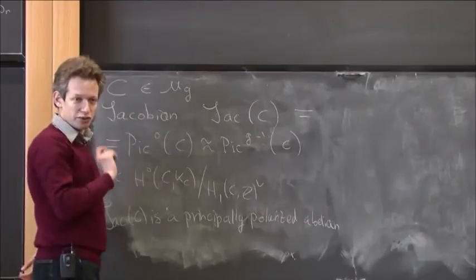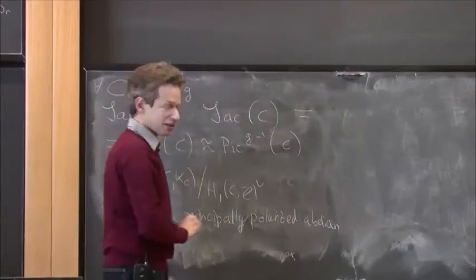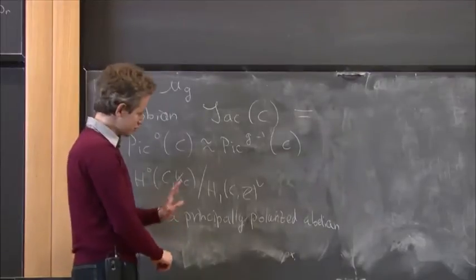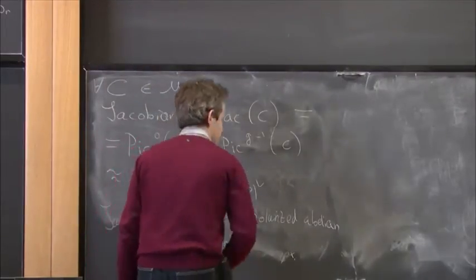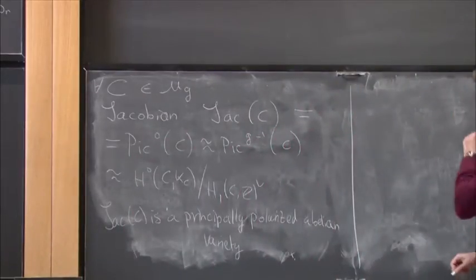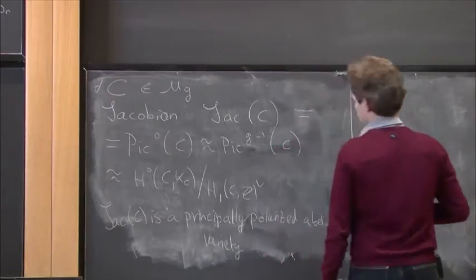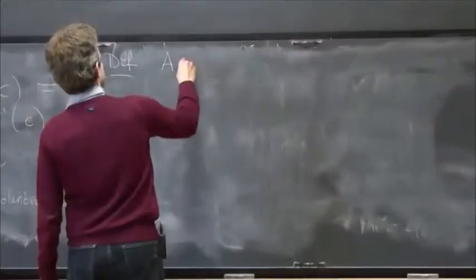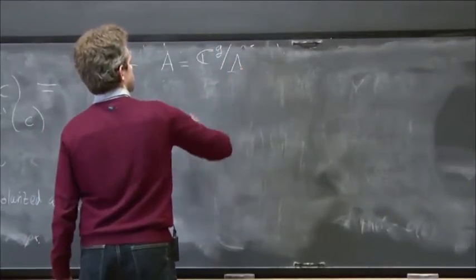I'm talking about just one curve. So for any curve, I have a Jacobian. And how you think of it is up to you. But you should really think it's a principally polarized abelian variety. And I'll try to define this in a second. I'll remind you, of course, that the definition is that a principally polarized abelian variety A is a quotient of C^g by a lattice.